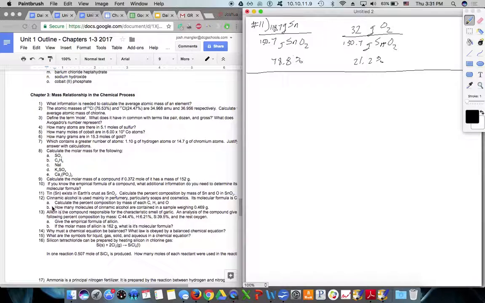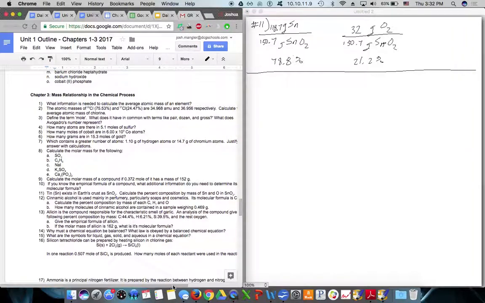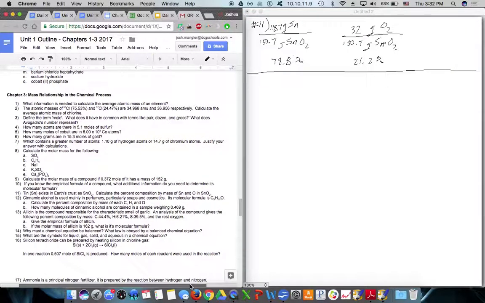Number 12, cinnamic alcohol. So this is cinnamon. It has the molecular formula C9H10O. Calculate the percent composition of each of those and how many molecules there are. You know what? This is a review of the different things up here, so I'm not going to do them right here. The answers to these, though, are on the website.